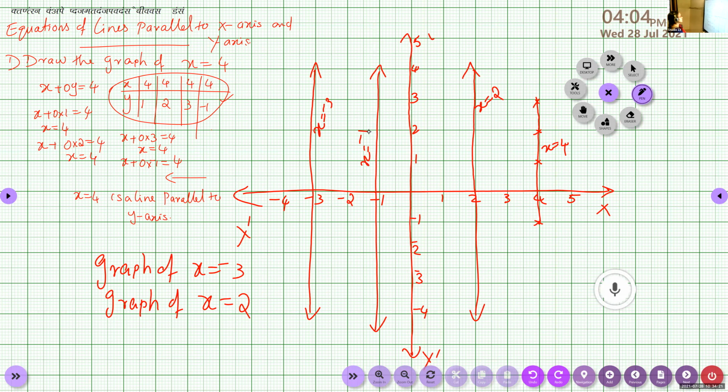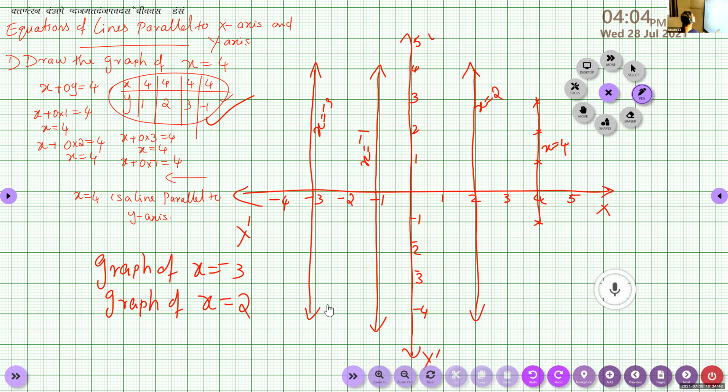No need to find the solution set. You can draw all the graphs. Just draw a line through that given point. Clear, Vinayak? Ma'am. Okay. Is it over? Yes, ma'am.